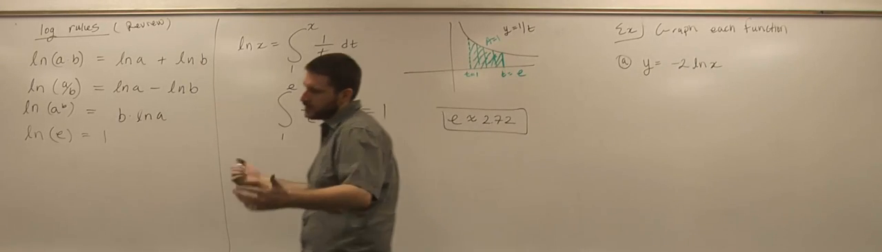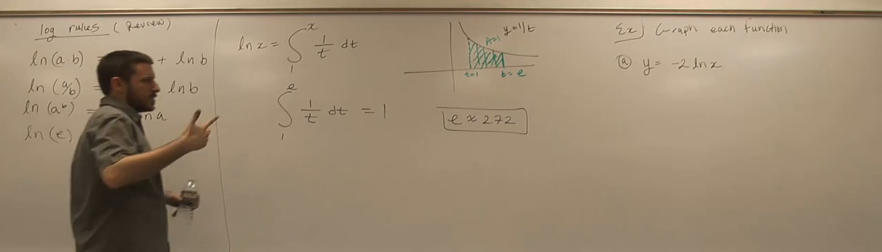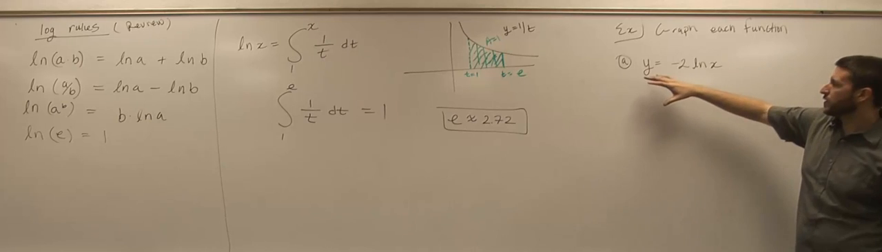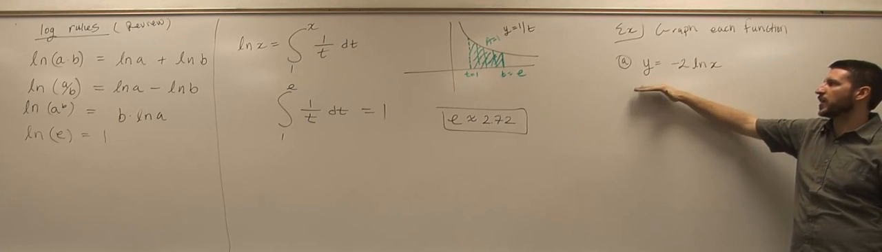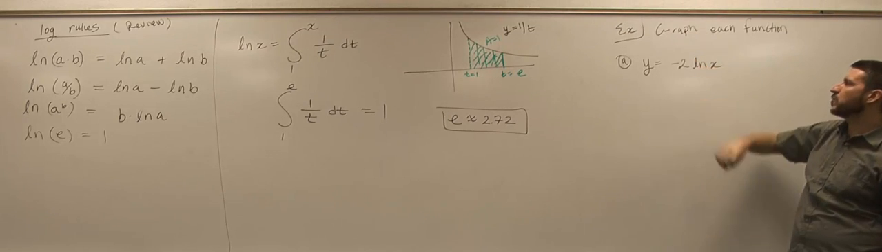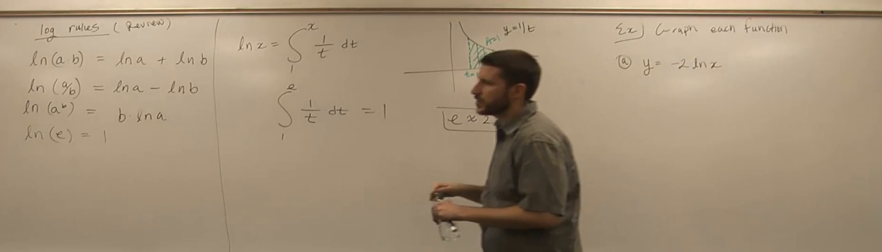Just like every other time in this class, for every other chapter, for every other type of function, we like to have a picture in our head so we know what we're talking about. Okay? So if I write the function y equals negative 2 ln x, what picture should you have in your head? What does the sketch look like?